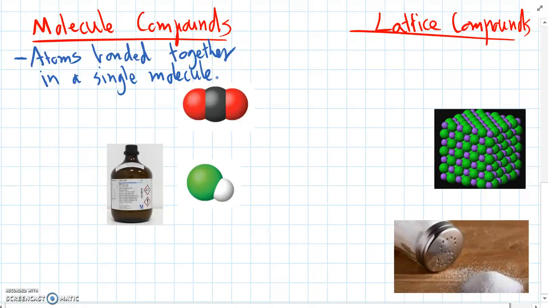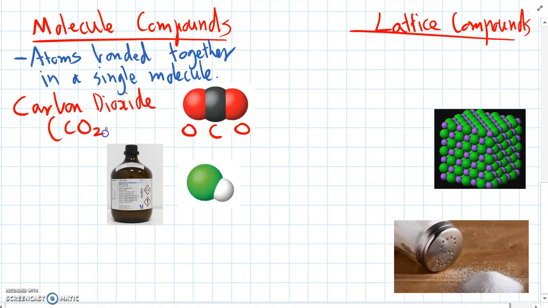But now we're talking about compounds, so we have at least two different types of atoms, two different elements. So this one here, this is actually a carbon and two oxygens. And this is called carbon dioxide, which you might know as CO2. So we use the number down here to show how many of each atom there are for every molecule.